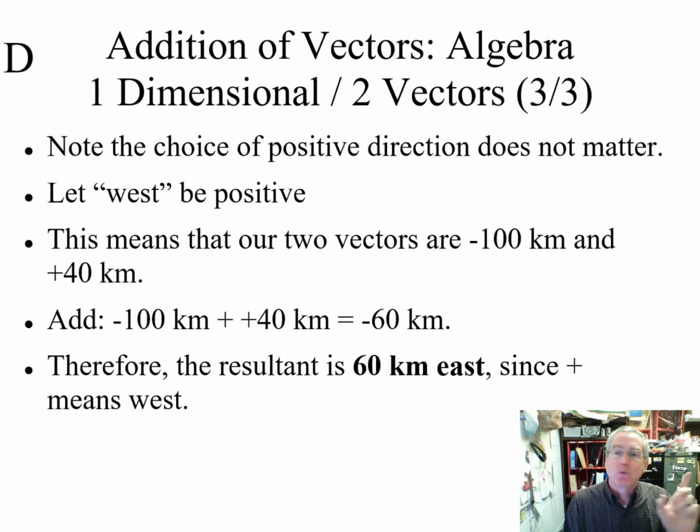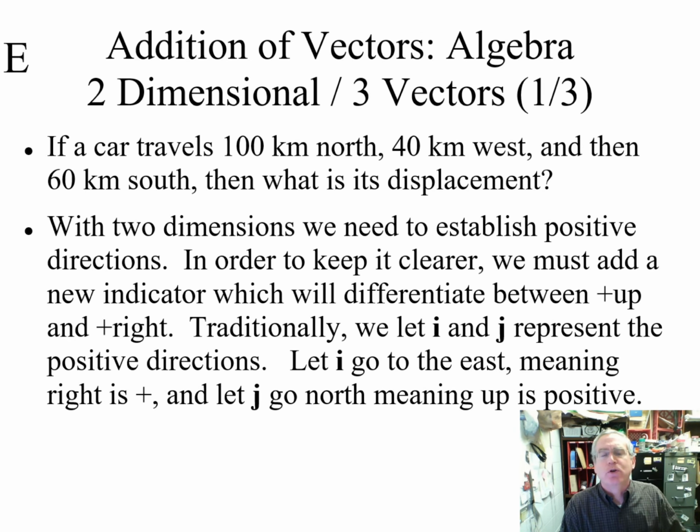Now, since west was positive, negative 60 kilometers means it's east 60 kilometers. And so I get the exact same answer. Now, again, having established west as positive, if I actually write that out, then I can get away with just negative 60 kilometers as the final answer. I don't have to then put the actual direction in there if I define what positive and negative is explicitly. Go to the two-dimensional problem.